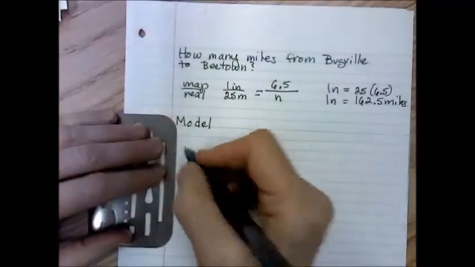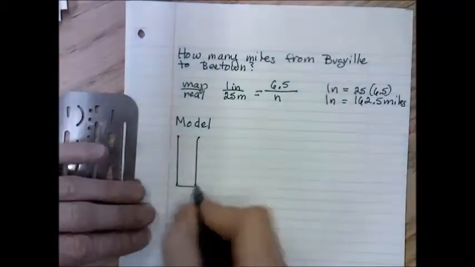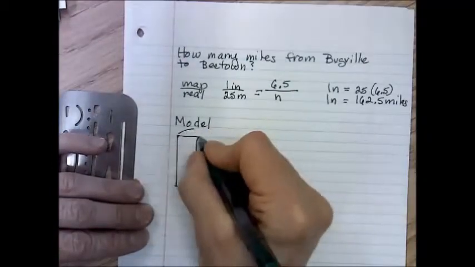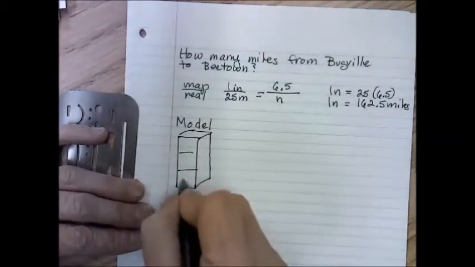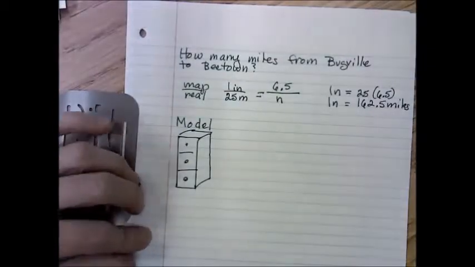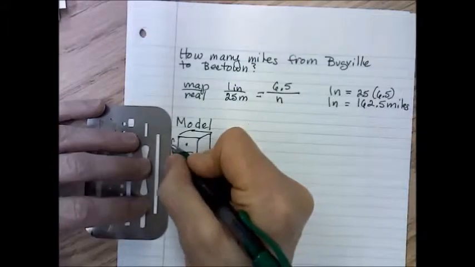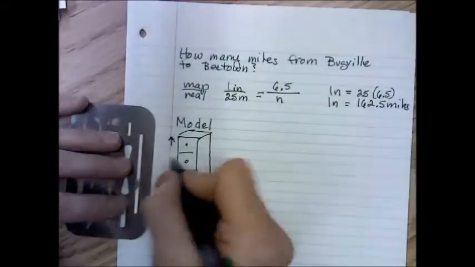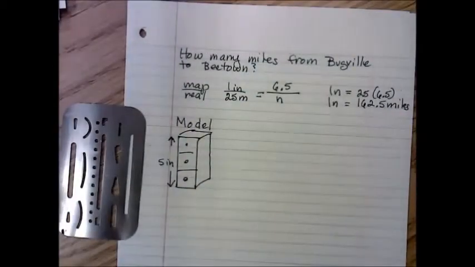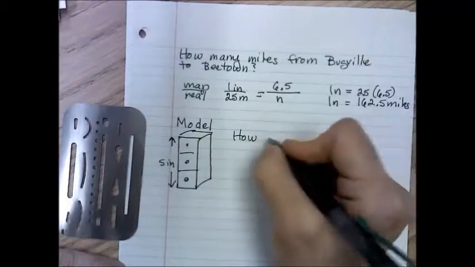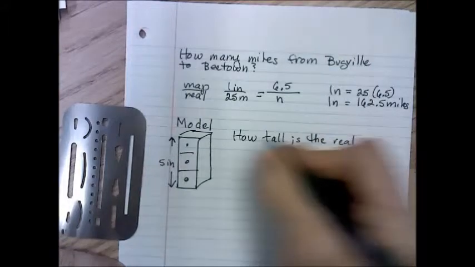All right. Now, let's talk about doing a proportion when we are using a model. So let's say we have a little model here of a dresser. Let's give it 3 little drawers and a handle. Now let's say this model measures 5 inches. So I've got a little model which actually measures 5 inches. So we really want to know, how tall is the real dresser?